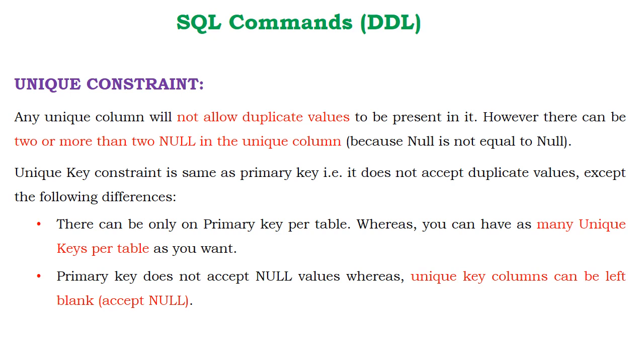Unique constraint. So the column becomes a unique constraint. It means it does not allow any duplicate value, but it will allow the null value. So what is the difference between primary key constraint and unique constraint? Primary key does not allow any null value, but unique constraint will allow the null value. What is the similarity? Both do not allow any duplicate value. And next one, we can apply the primary key constraint to only one column, but the unique constraint we can apply to multiple columns in the table.